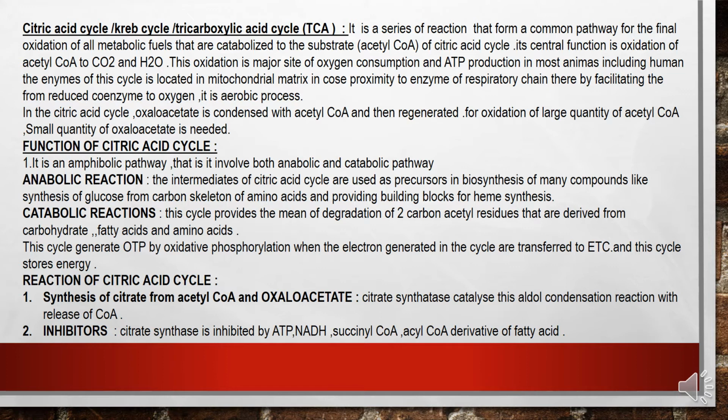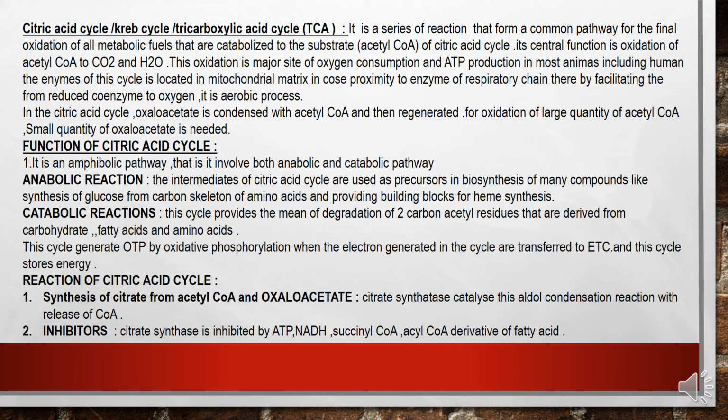Citric acid cycle, also called the Krebs cycle, and another name is tricarboxylic acid cycle, TCA. It is a series of reactions that form a common pathway for the final oxidation of all metabolic fuels that are catabolized to the substrate acetyl coenzyme A of the citric acid cycle. Its central function is oxidation of acetyl coenzyme A to carbon dioxide and water. This oxidation is a major site for oxygen consumption and ATP production in most animals, including humans.